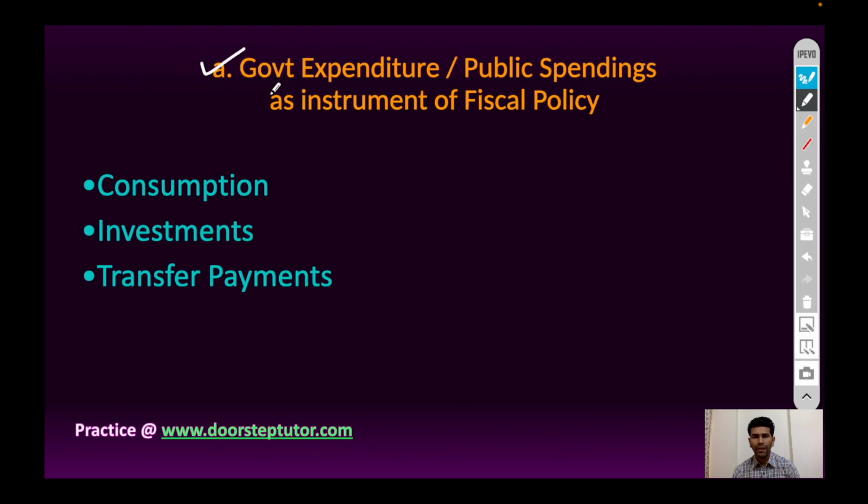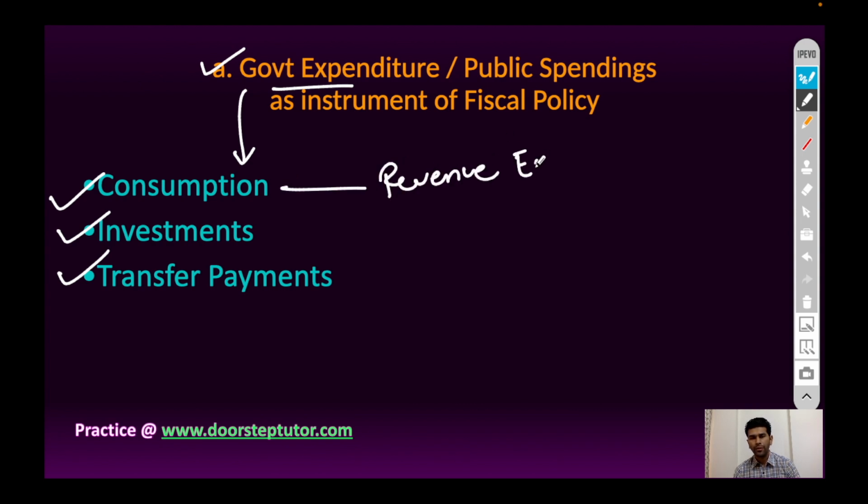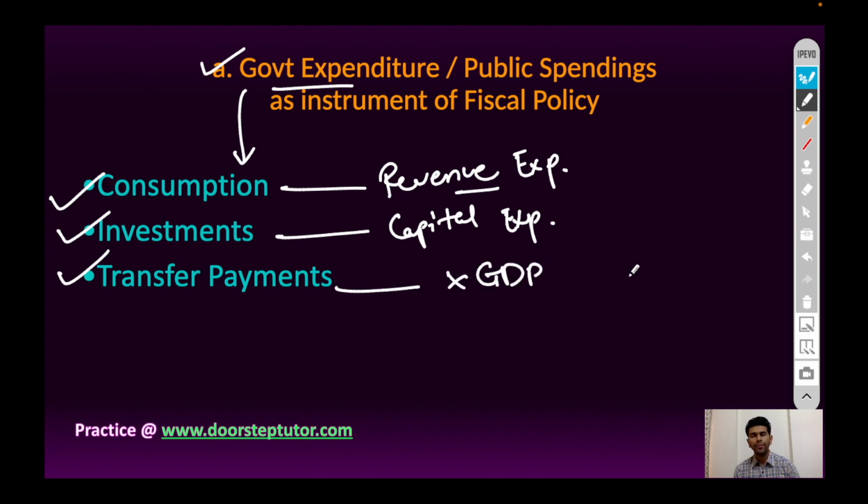First point, government expenditures towards consumption, investment, and transfer payments. Consumption refers to revenue expenditures, meaning paying regular expenses. Investment refers to capital expenditures, for example, investment in infrastructure projects. And transfer payments are one-sided payments which do not contribute to the GDP, for example, subsidies given to the people or social security, etc.